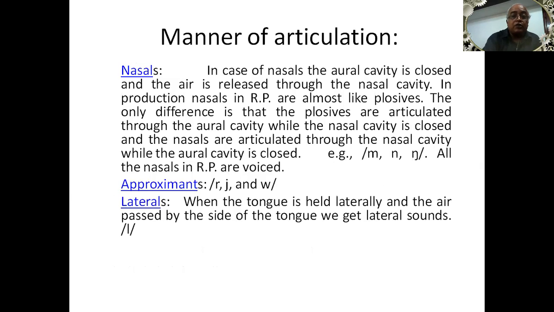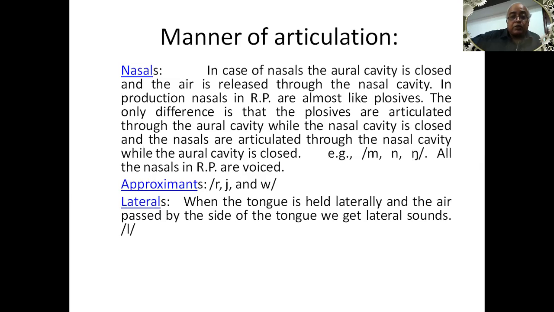Next we have got the nasals. In case of nasals, the oral cavity is closed and the air is released through the nasal cavity. In the production of nasals in RP, these are almost like plosives. The only difference is that the plosives are articulated through the oral cavity, where the nasal cavity is closed. And the nasals are articulated through the nasal cavity, where the oral cavity is closed. So the nasals in RP are m, n, and ng. All the nasals in RP are voiced.